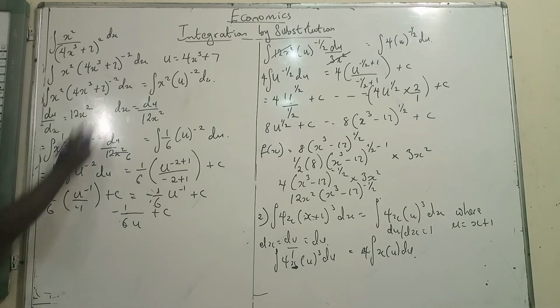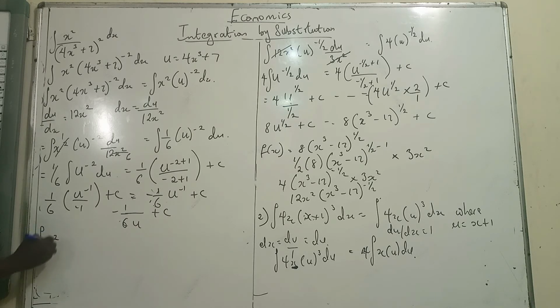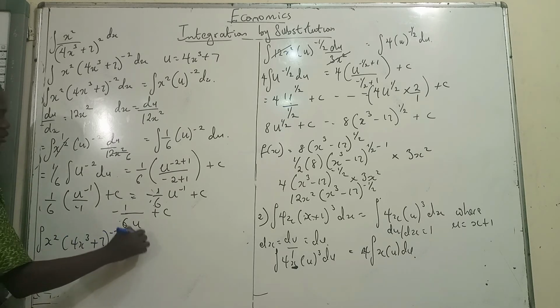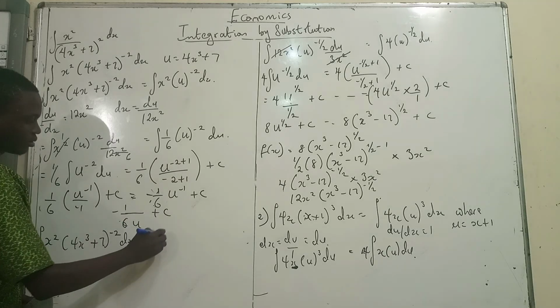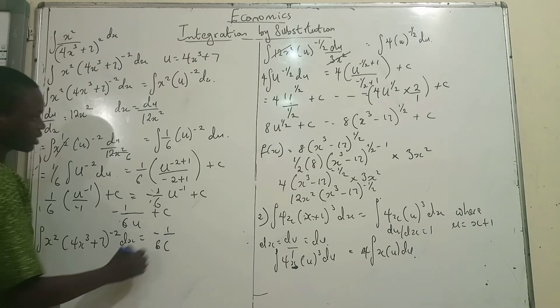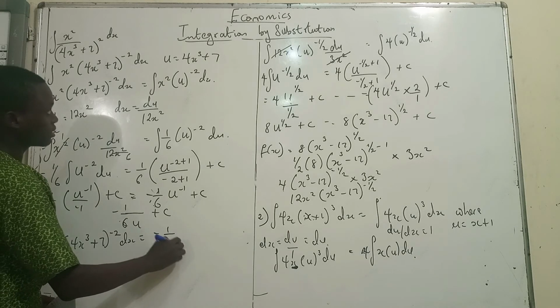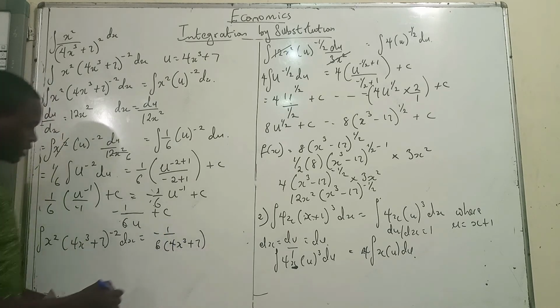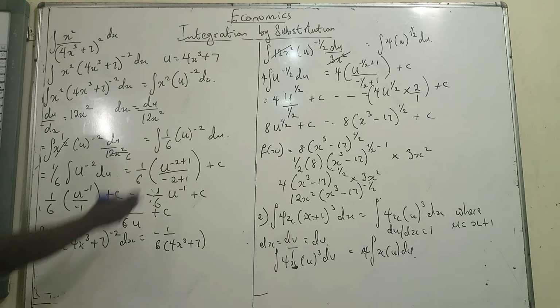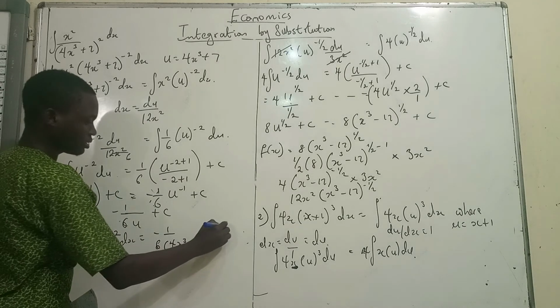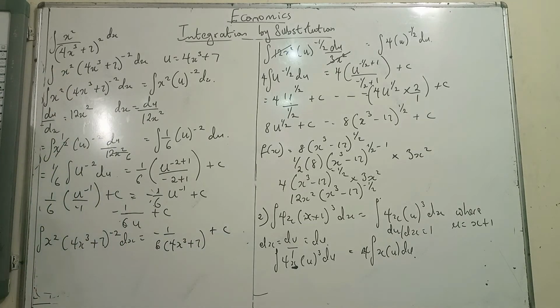Now what is u? u is this, so we bring it back. So the integral of x squared into bracket 4x cubed plus 7 raised to the power minus 2 dx is then going to give us what we had here: minus 1 over 6 into bracket, what is u? 4x cubed plus 7, the power here is minus 2 plus 1, that is minus 1, then plus c, the constant term. So that's how to do it. So we are done with this question.